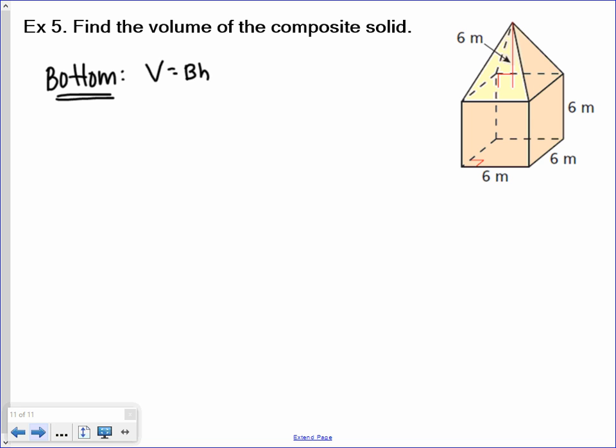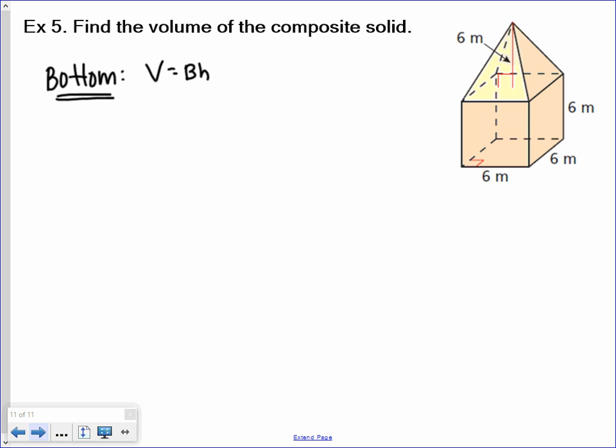Area of a cube. Volume, sorry. What? Sorry, I did not understand the question.